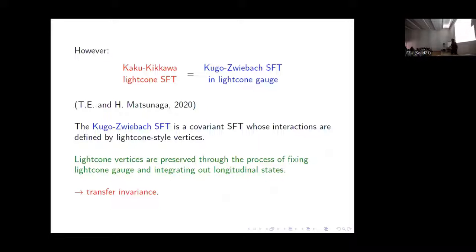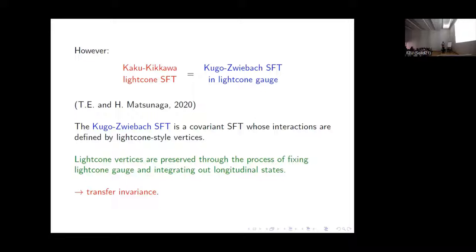Okay, but what has been shown is that the original light cone string field theory of Kaku and Kikawa indeed arises by fixing light cone gauge in a covariant string field theory, which is called the Kugo-Zwieback string field theory. So if we fix light cone gauge in the Kugo-Zwieback theory, we end up with the conventional light cone string field theory, where the Kugo-Zwieback string field theory is a covariant string field theory whose interactions are defined by light cone vertices. Okay.